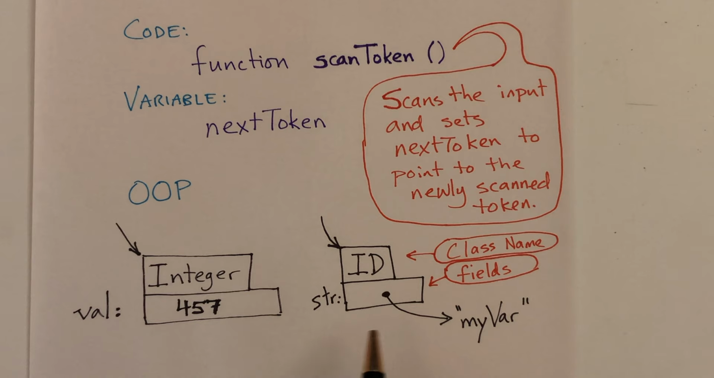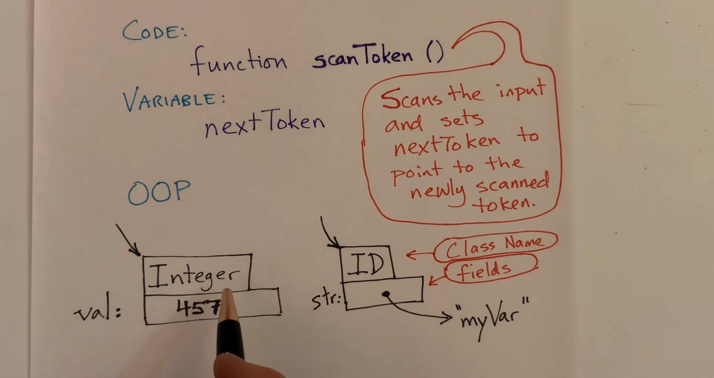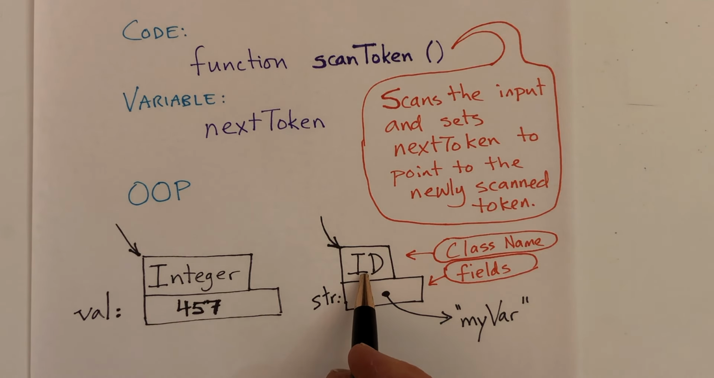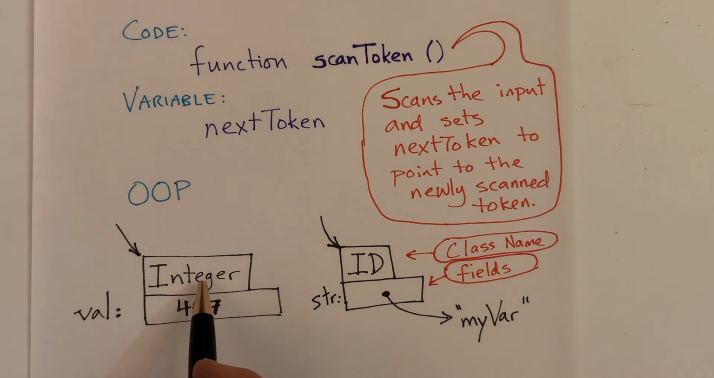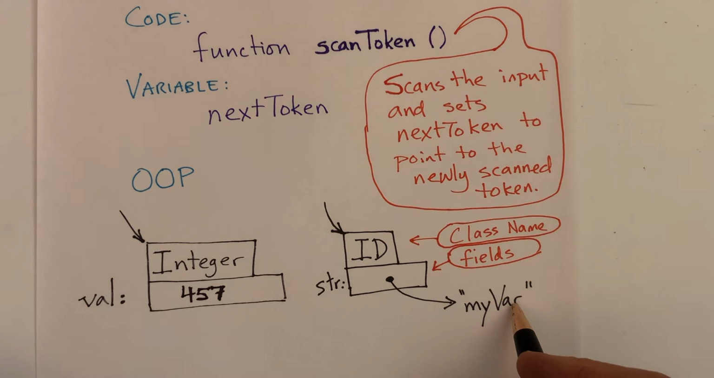I'm going to assume that we're using an object-oriented programming language, and so we'll represent tokens with objects. So here's an object of class integer, and here's an object of class identifier. I show my objects this way, and the class integer has a single field value, and the class identifier has a single field called string, which points to the actual characters that are involved in the identifier.